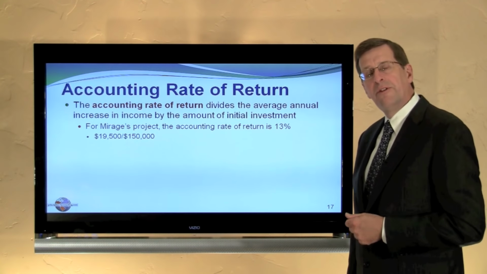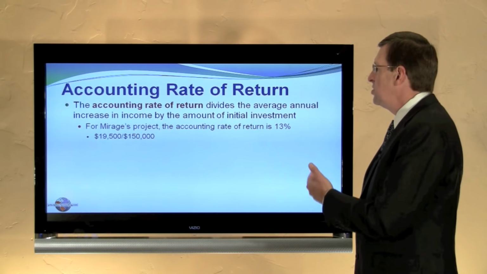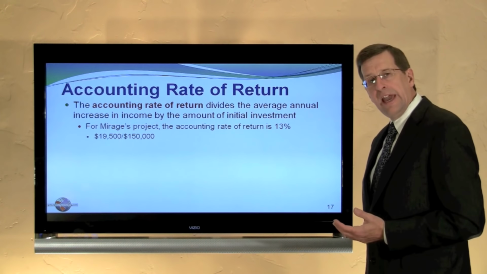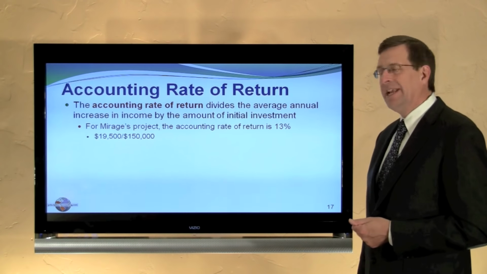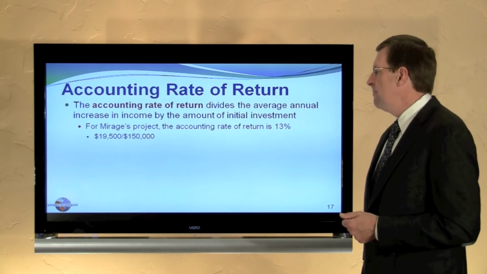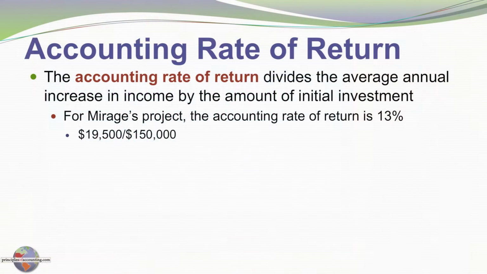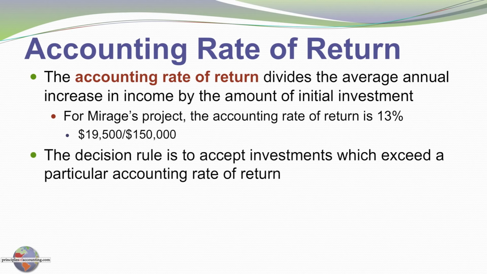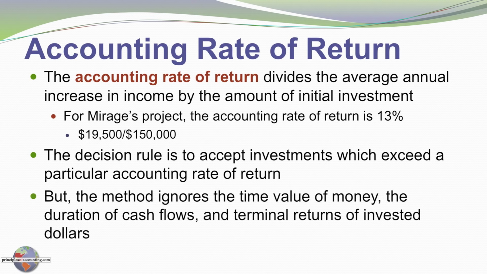Turning our attention to another form of capital project evaluation tool, the accounting rate of return. The accounting rate of return simply divides the average annual increase in accounting income by the amount of initial investment. For Mirage's project, the accounting rate of return would be 13%, the $19,500 annual accounting income divided by the initial $150,000 investment. The decision rule is to accept investments typically which exceed a particular accounting rate of return. That's a good tool, but it certainly doesn't tell us all about the life of the investment, when it will cease, what we'll get at the end of the project.